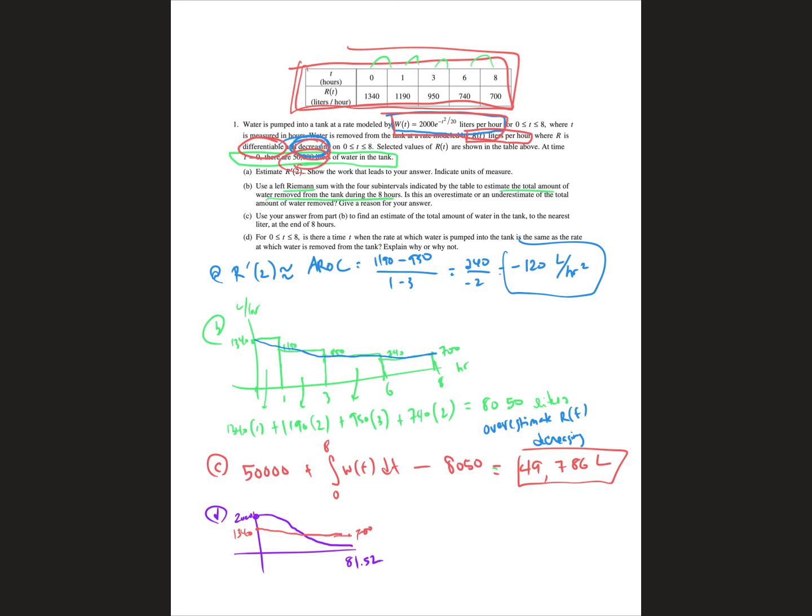So literally, because both of those functions are continuous, and because the 0 value of W is bigger than R at the beginning and less than R at the end, there has to be some point in the middle where they cross. So the answer is yes. And your explanation should include something about the fact that R of t is differentiable and continuous, and W is continuous, and then a comparison of your values at 0 and a comparison of your values at 8, and how they switch places, which one's bigger and smaller. And that would be the answer to part D.